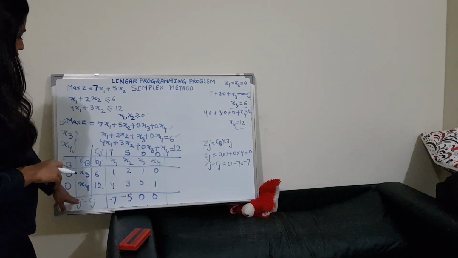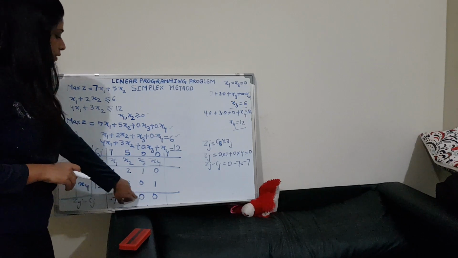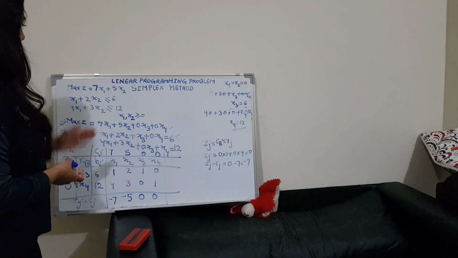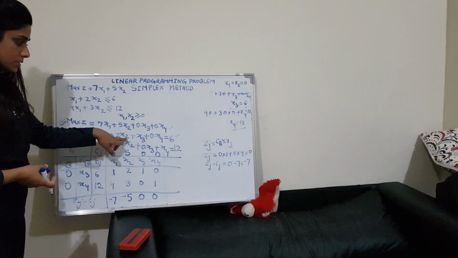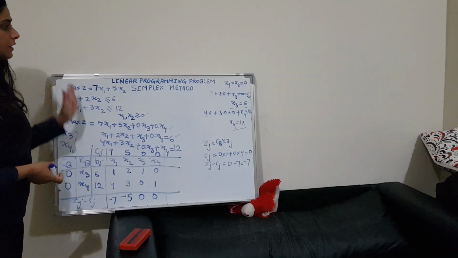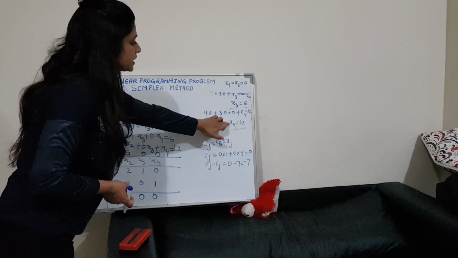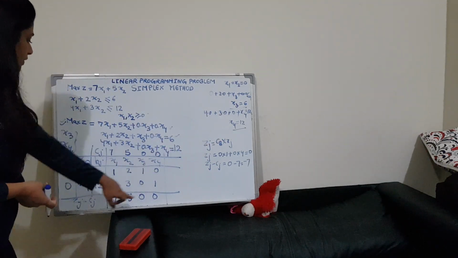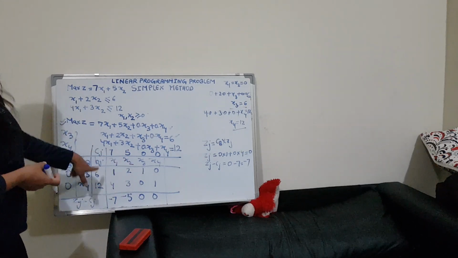So we have all Zj minus Cj values: minus 7, minus 5, 0 and 0. What have we done till now? We added slack variables in the equations. Then we calculated the value of slack variables x3 and x4, and we made this simplex table. So this format of the table you have to learn.